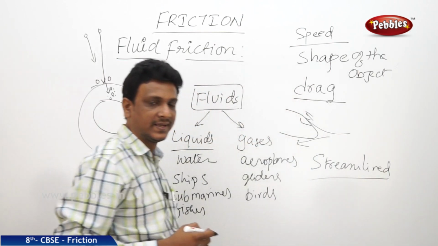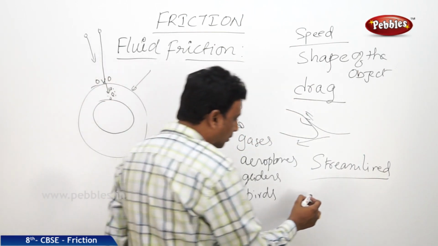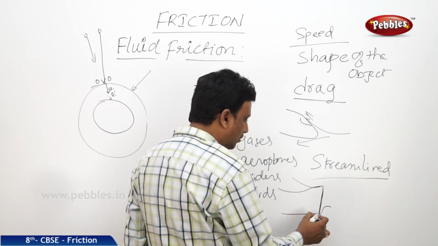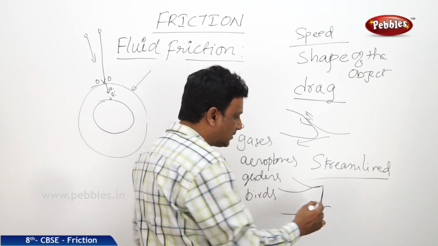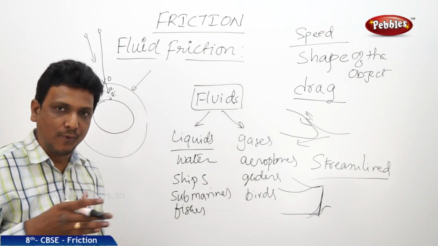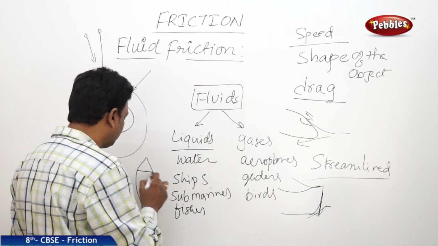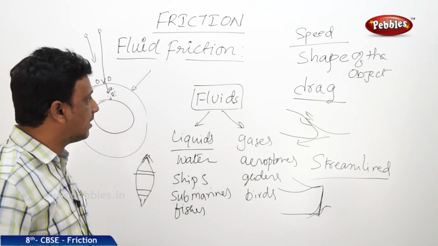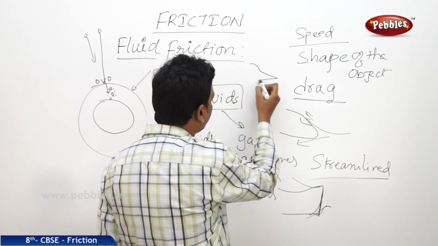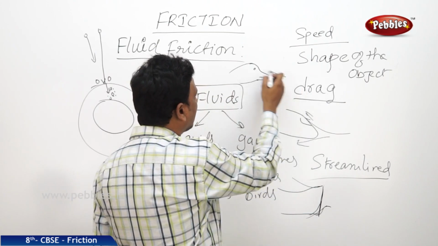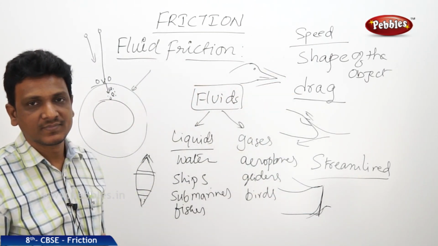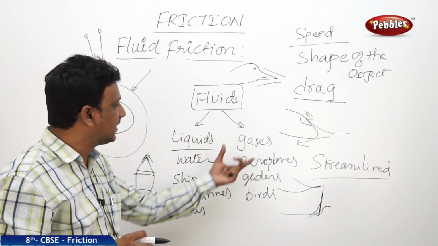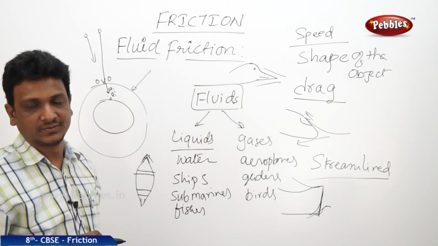Streamlined. What is streamlining? Pointed heads. You see the shape of a boat or a ship. A ship will be like this. It will have a pointed front so that it can cut the water easily. A boat will have a shape like this. See the pointed front, it will cut the water easily. If you see a bird, a bird will have a beak like this and a head like this. It will cut the air. It has got a streamlined shape. So the special shape helps these objects which move in air and water to reduce the friction.